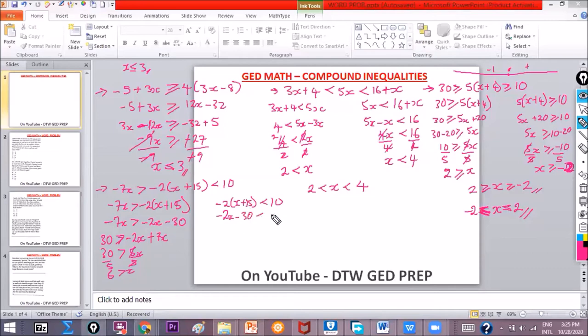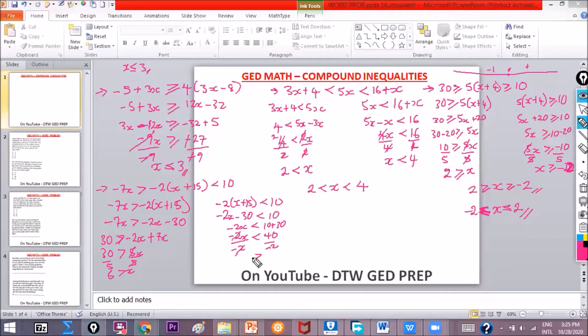30 less than 10. Okay, take this here. We have a negative 2x less than 10 plus 30. This negative will become a positive here. So we have a negative 2x less than what? 40. And we divide both sides by a negative 2.